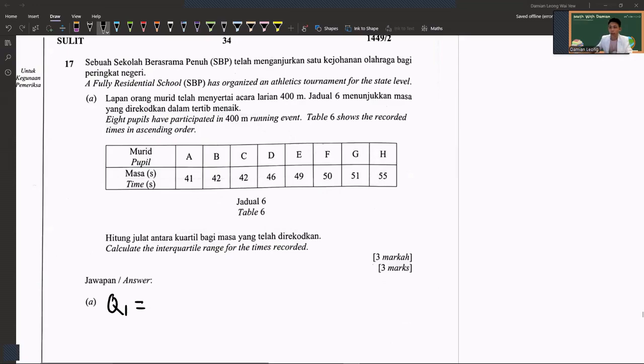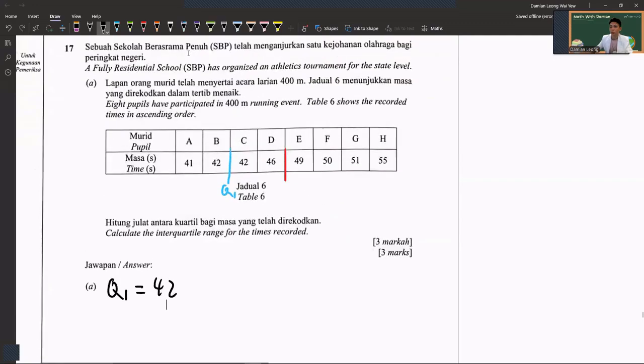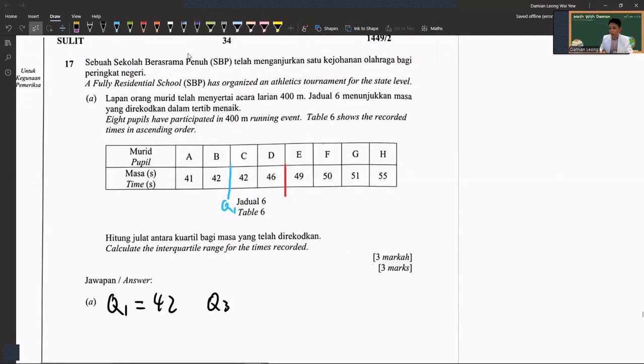So you see here, the middle of these values would be here. In the middle of the values lower than the median, here would be the first quartile, in between 42 and 42, so just 42. Okay, third quartile, in between the numbers higher than the median, here in between 50 and 51. 50 plus 51 divided by 2, 50.5.